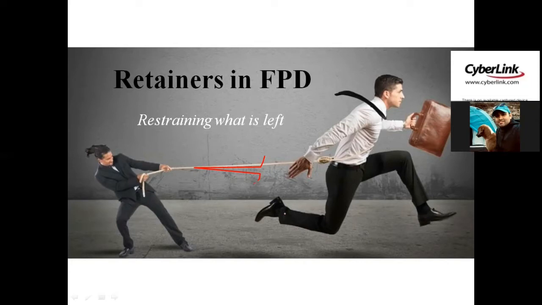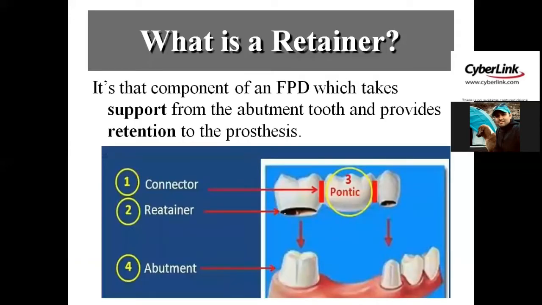A retainer is a crown or any restoration that is cemented to the abutment. Major retainers are retainers which cover the entire occluding surface of the tooth, for example, full veneer crowns, partial veneer crowns. Minor retainers are extensions that are cemented into the tooth, for example, only inlay. So what is a retainer? It is that component of FPD which takes support from the abutment tooth and provides retention to the prosthesis.